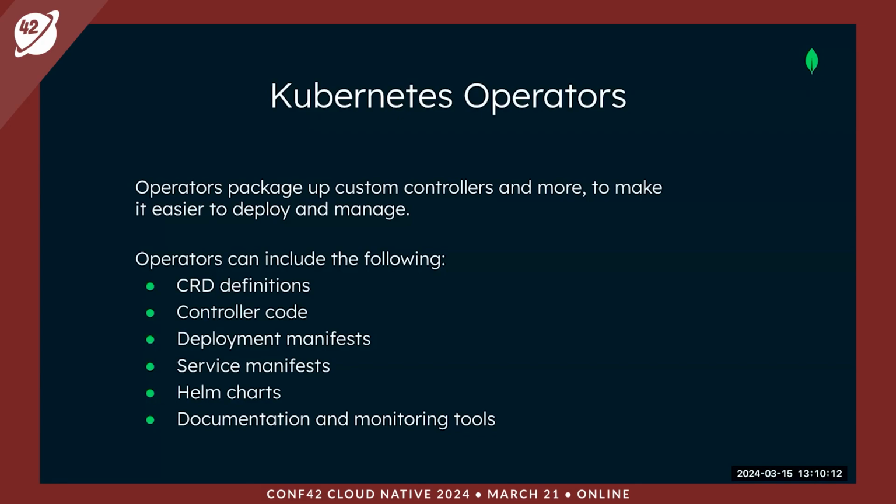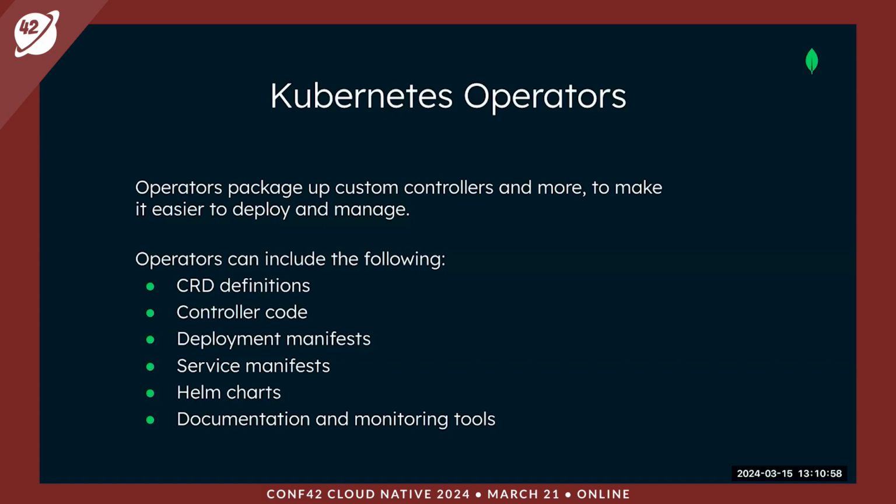These can include CRD definitions specifying the custom resource type the operator manages; controller code, so the custom controller program that enforces the desired state for the custom resource; deployment manifests, which are YAML files defining how the application components like pods and services are deployed in Kubernetes; service manifests defining Kubernetes services needed by the application; Helm charts packaging configurations for the application in a standardized format; and documentation, monitoring tools, and utilities for understanding and managing applications in Kubernetes.